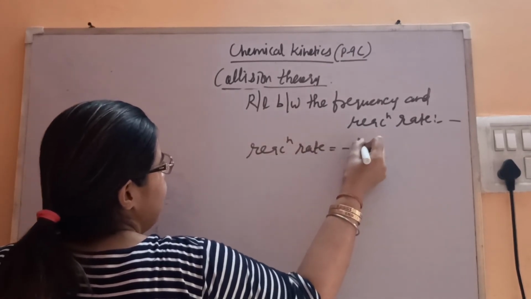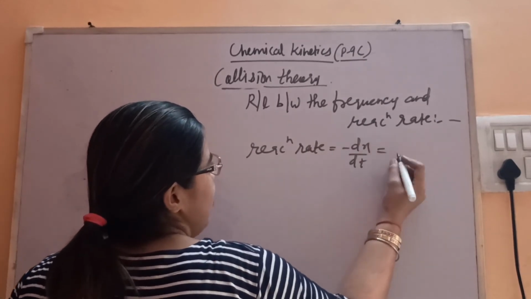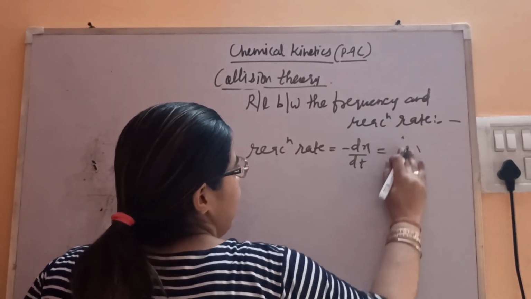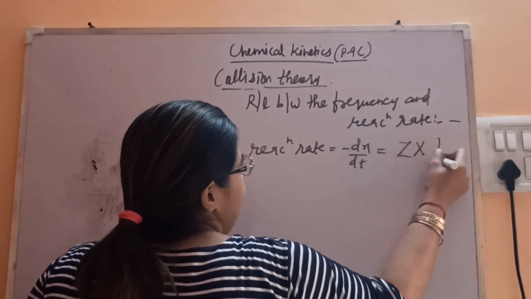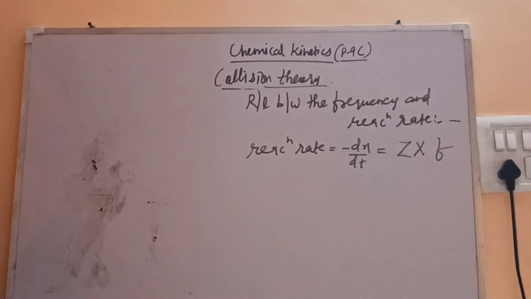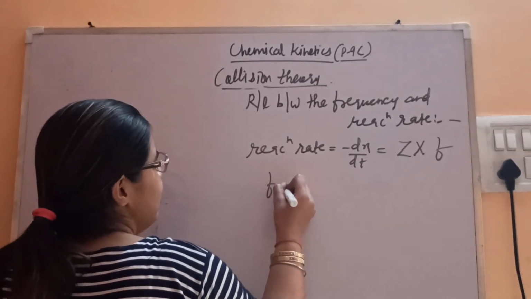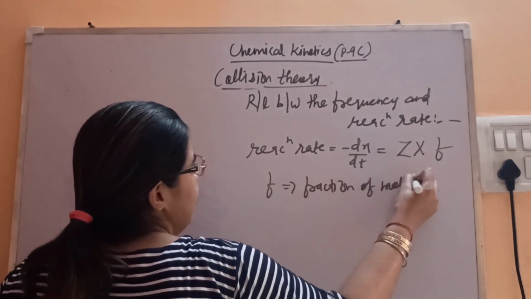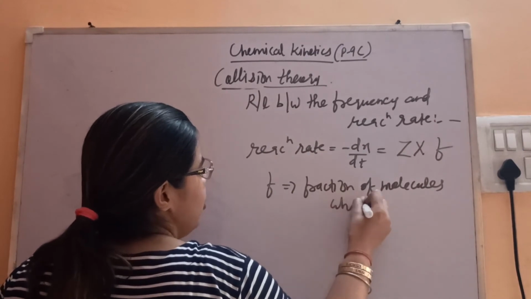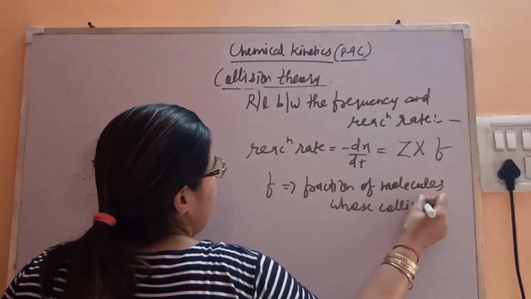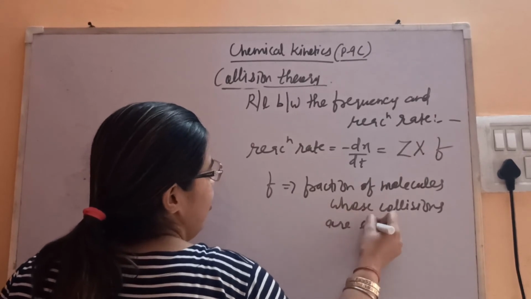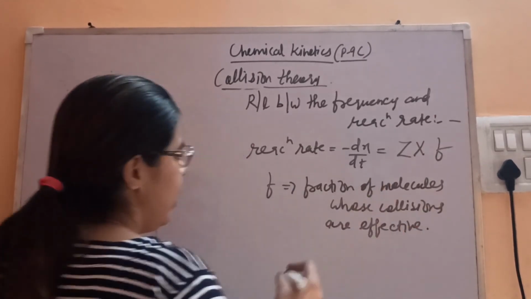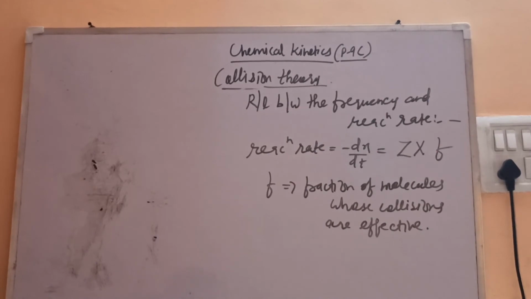Reaction rate, that is dx by dt, is equal to what? It's a product of frequency Z and F. Now what is F here? F represents the fraction of molecules whose collisions are effective. Fine. So that is F, and Z you know is the collision frequency.